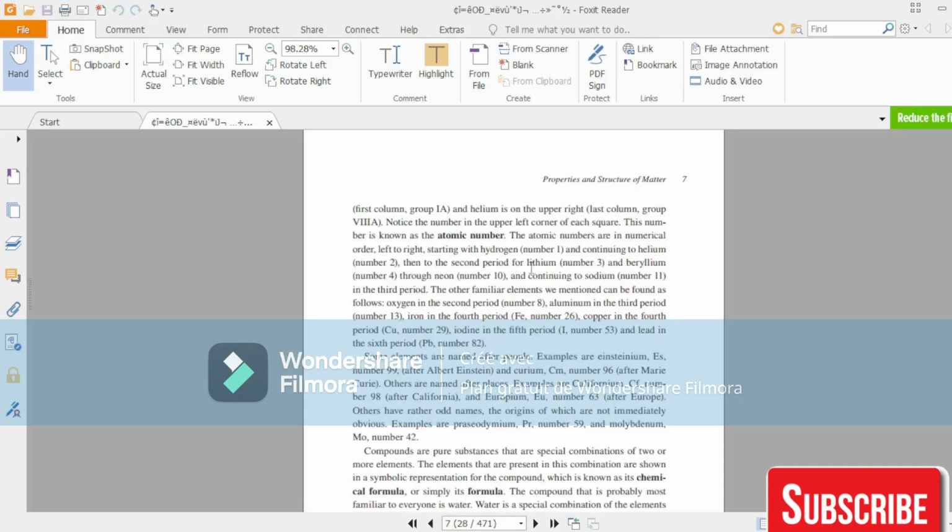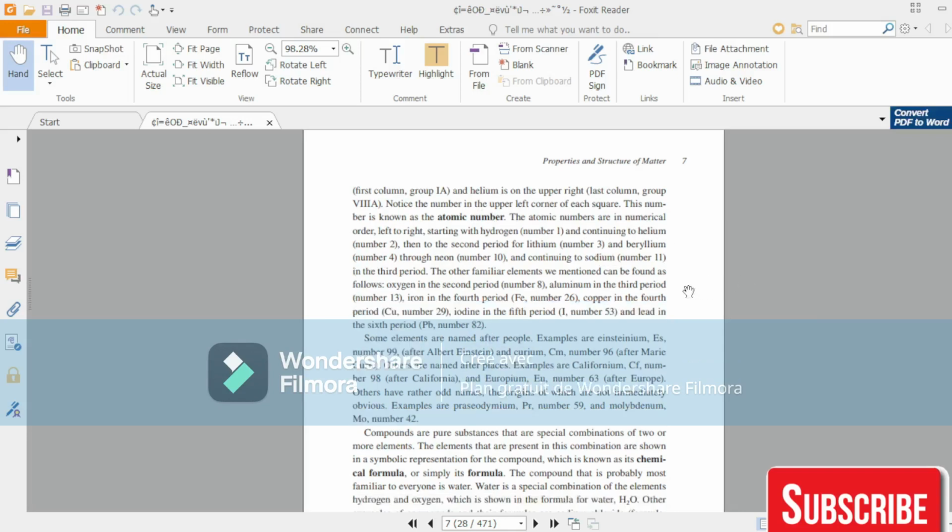So first column, group 1A, and the helium is on the upper right, last column, group 8A. Notice the number in the upper left corner of each square. The number is also known as the atomic number. So the atomic numbers are in numerical order, left to right, starting with hydrogen number 1 and continuing to helium number 2, then the second period for lithium number 3 and beryllium number 4 through to number 9 and number 10, and continuing to sodium number 11.